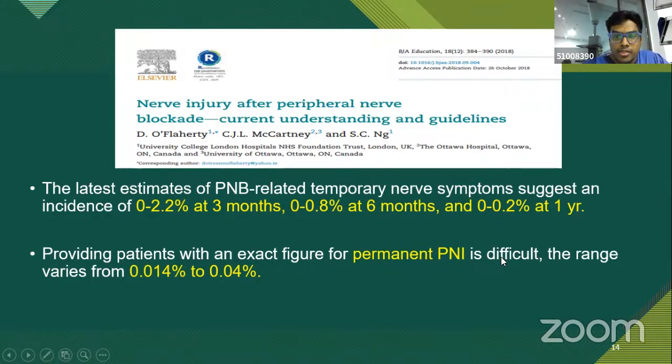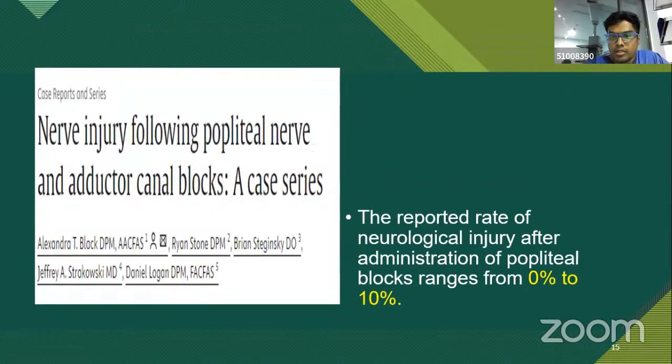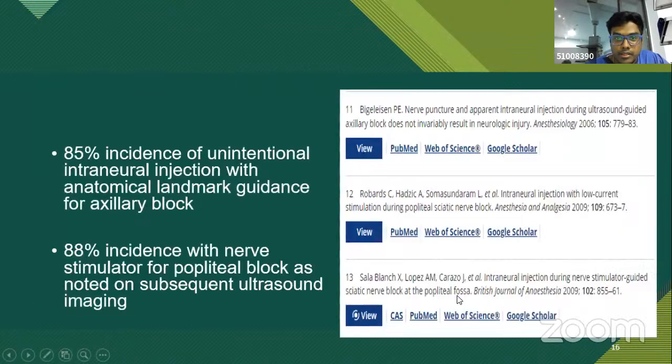Now, the permanent nerve injury is difficult to produce. The range is from 0.014 to 0.04, which is meager. Now, this is about the popliteal nerve blocks, which is in the lower limb, 0 to 10%. Unintentional intraneural injection with anatomical guided axillary block was 85%, and popliteal block was 88% with ultrasound.